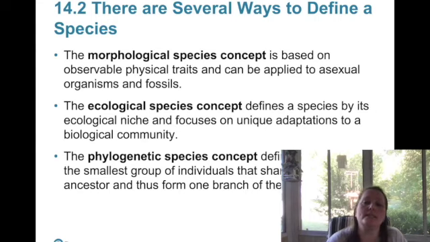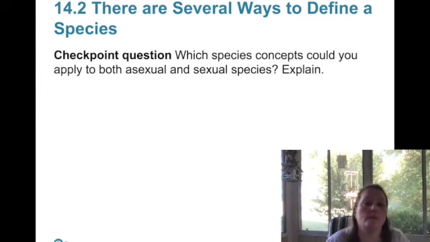This will define a species as the smallest group of individuals that share a common ancestor, and so they form only one branch on the tree of life. This means when you looked at that phylogeny tree, the one we looked at in chapter 13, and we had the common ancestor, and then it branched off and you had crocodiles here, and then you had ostriches here. That's what that part's talking about.